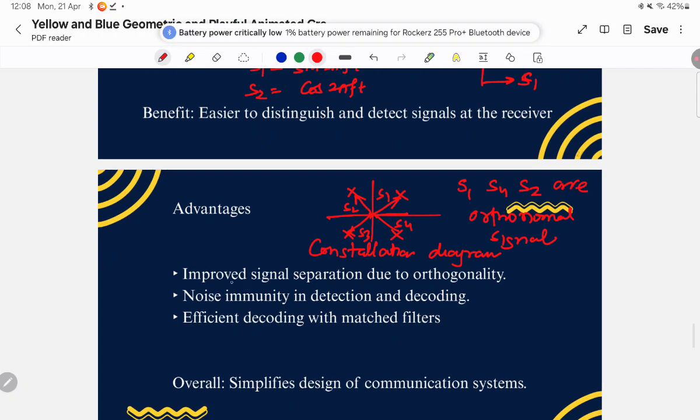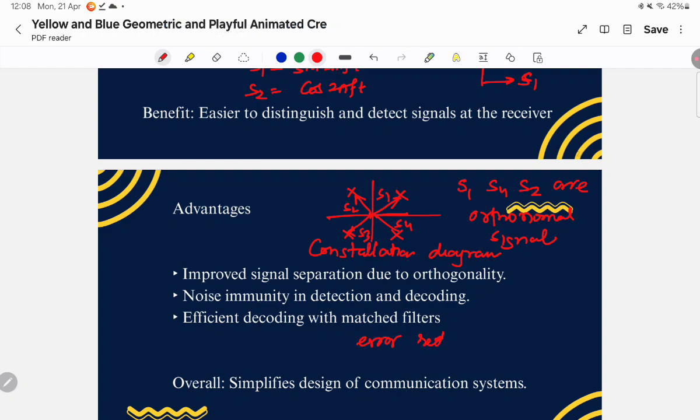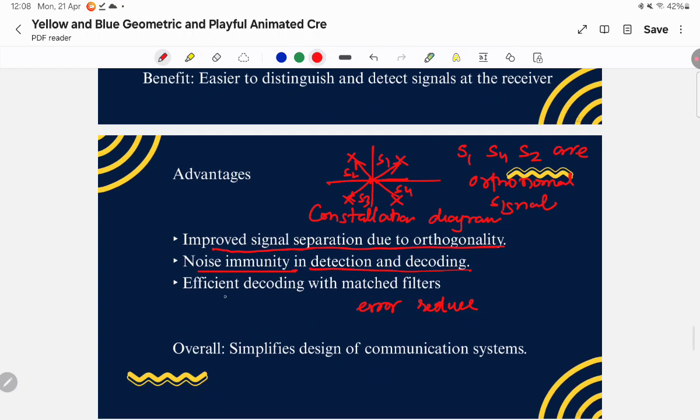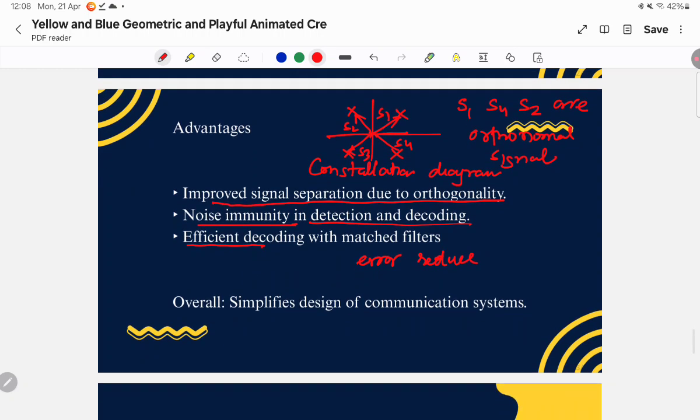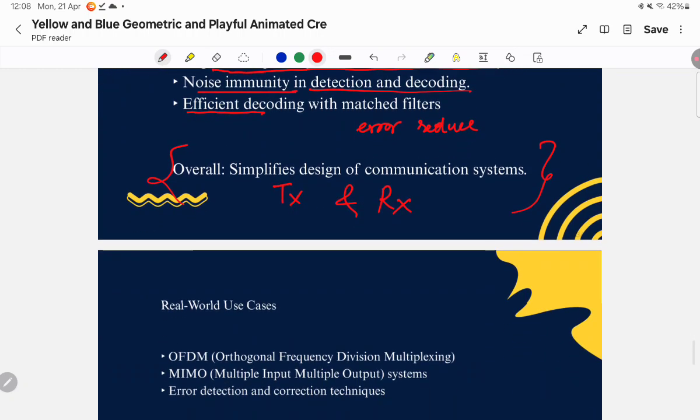What are the advantages? As you know, error reduces, right? Whenever error reduces, the signal strength improves due to the improved signal separation due to orthogonality. Noise will also be easy to detect and decode with the help of orthogonal signals. Decoding with the matched filter will be efficient because of the orthogonality. Overall, it simplifies the design of the communication system for both transmitter and receiver.